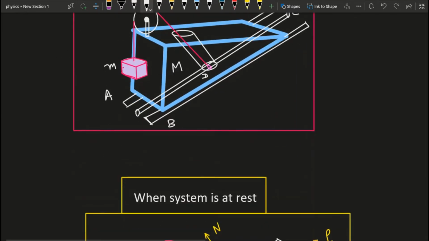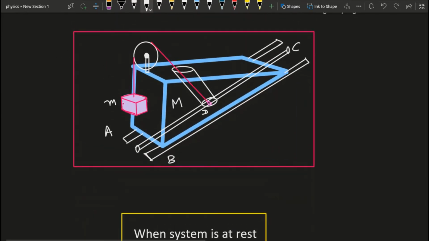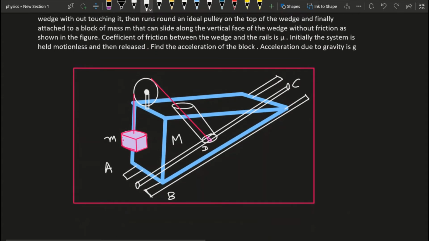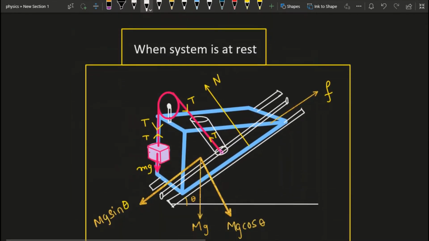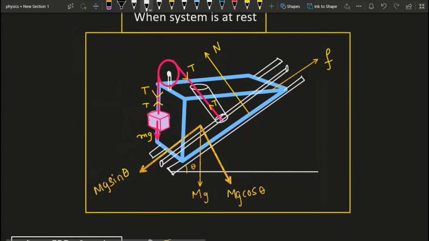Okay. So now let us see the free body diagram. Whenever we are going to do this kind of problems, first of all we have to draw a proper free body diagram. Without a proper free body diagram, we cannot solve this kind of problems. Now let us see the free body diagram. This is the free body diagram when the system is at rest. You can clearly notice the forces that are acting on this system. So I will once explain.